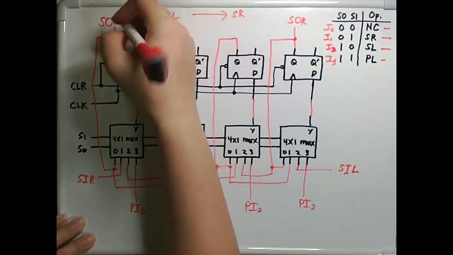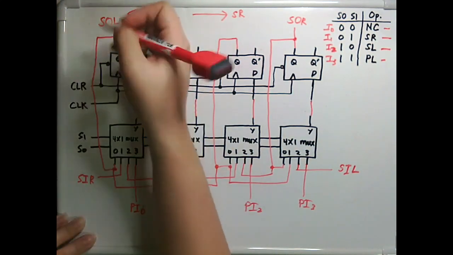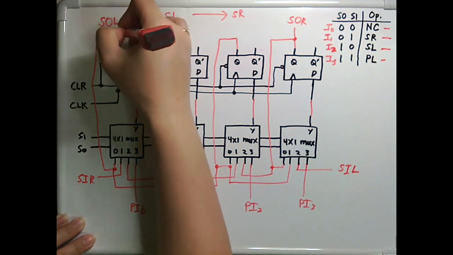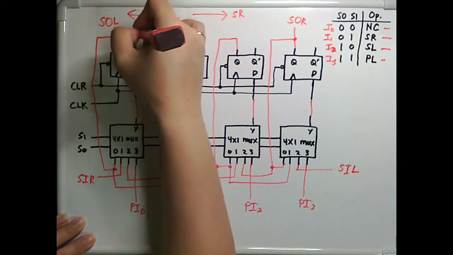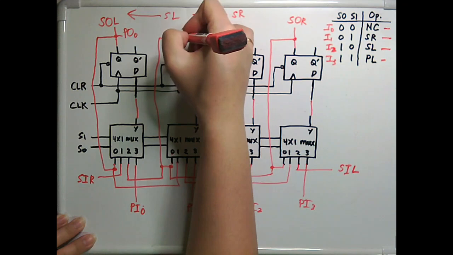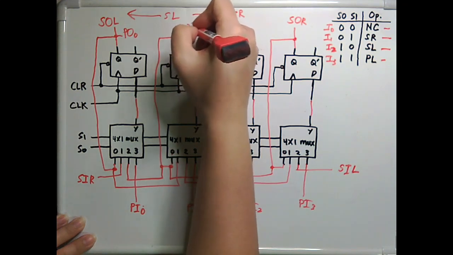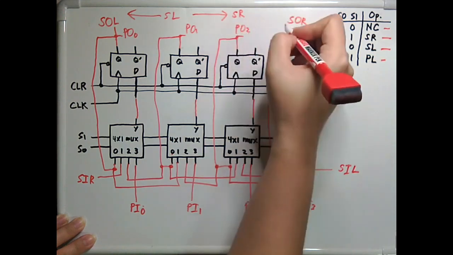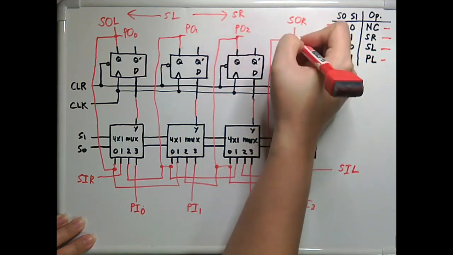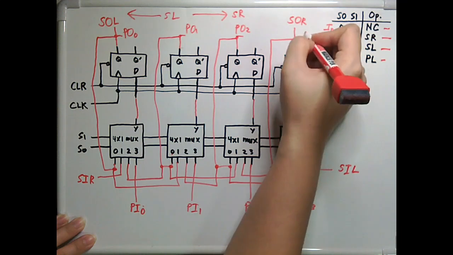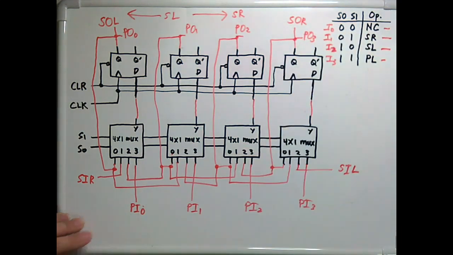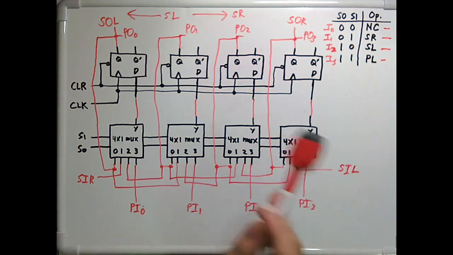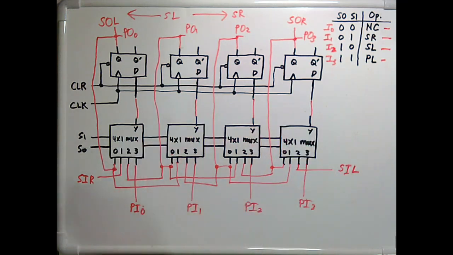And likewise, since we have inputs, we must have parallel outputs as well. So this is our parallel output 0. This is our parallel output 1. This is our parallel output 2. And this is also our parallel output 3. So this is our complete block diagram for our 4-bit shift register.